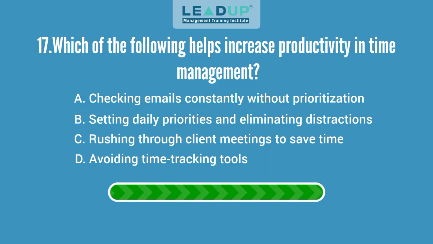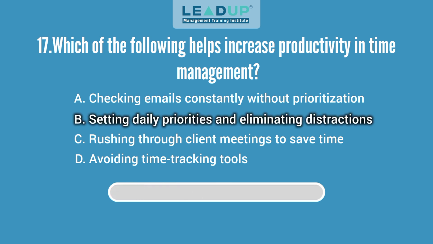Question 17. Which of the following helps increase productivity in time management? A. Checking emails constantly without prioritization. B. Setting daily priorities and eliminating distractions. C. Rushing through client meetings to save time. And D. Avoiding time tracking tools. Answer: setting daily priorities and eliminating distractions.